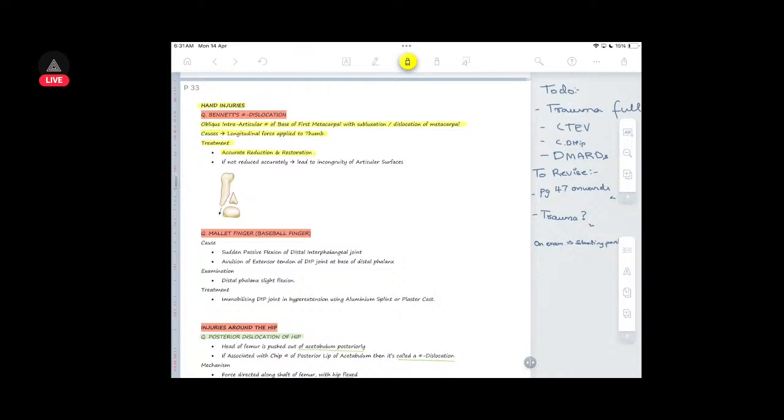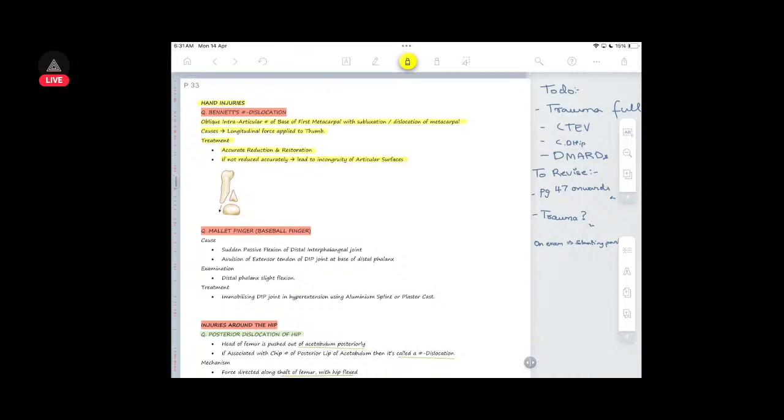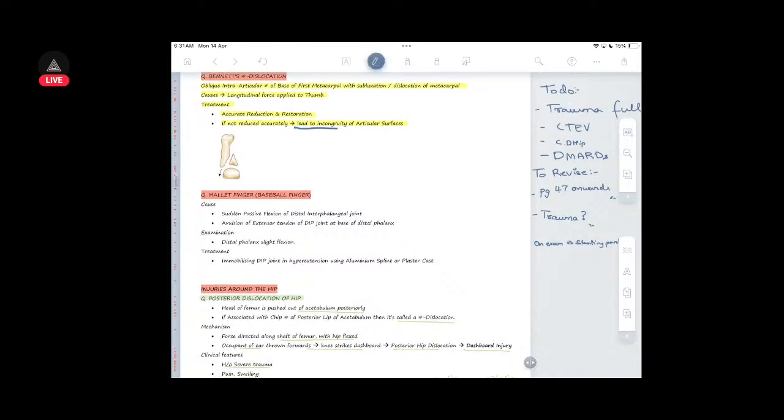Treatment is accurate reduction and restoration. If not reduced accurately, it leads to incongruity of articular surfaces.